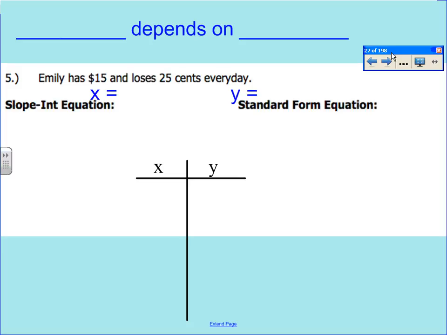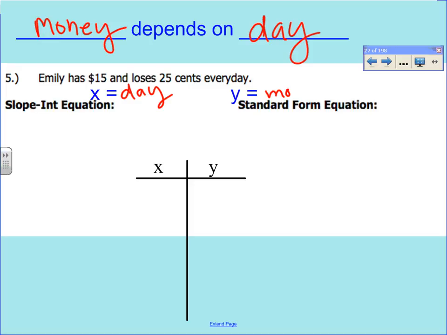All right, let's start to go over it. All right, Kyle, can you tell us what depends on what? Good. Money depends on day. Madison, what is the x variable in this problem? So what does x represent? Good. X represents day, which leaves money as representing y. Is everyone okay on how to identify what's x and what's y? Just give me a little head nod, just so I can make sure. I know you guys had it right, but okay. So money depends on day.